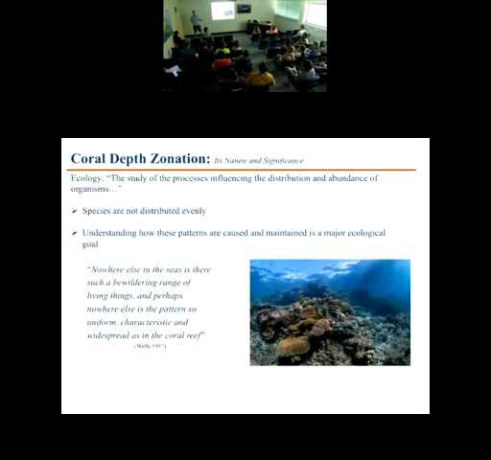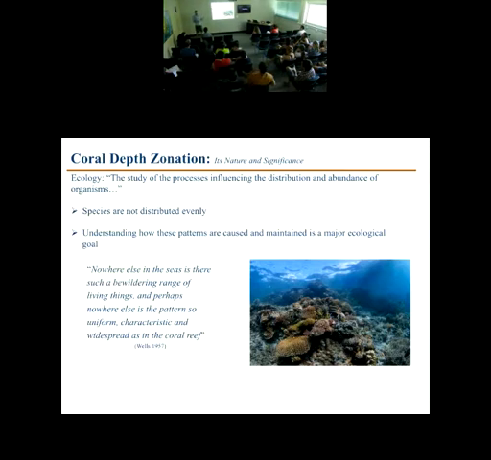When we think about coral reefs, these are hyper-diverse ecosystems. They dominate the tropical shallow oceans. And Wells noted in 1957, "Nowhere else in the seas is there such a bewildering range of living things, and also perhaps nowhere else is the pattern so uniform, characteristic and widespread as in the coral reef." So he's talking about the zonation of corals. He's talking about it over biogeographic scale, so among reefs and between reefs.